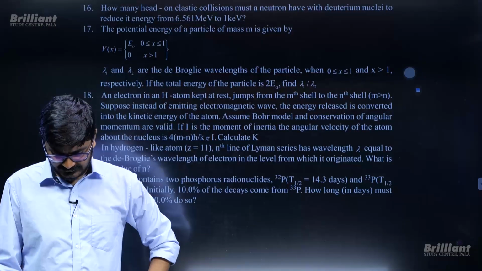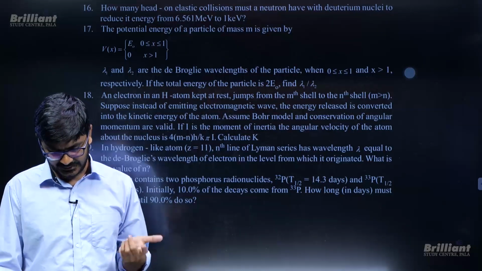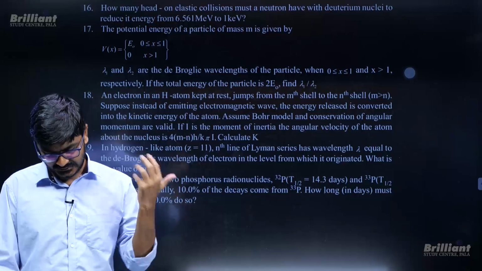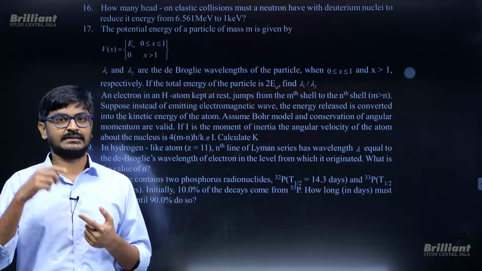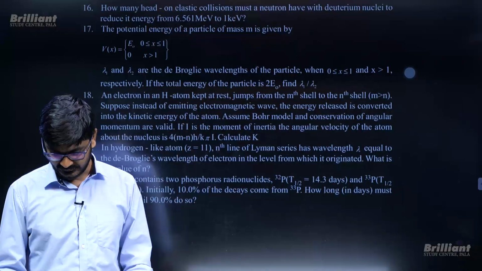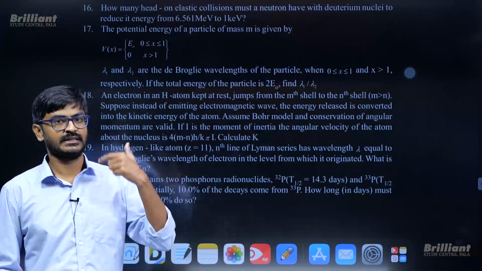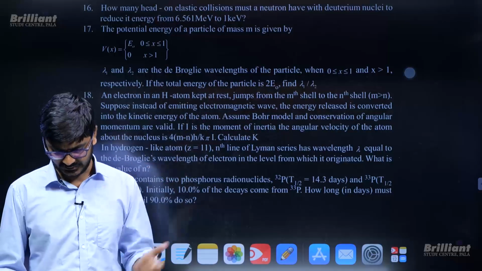In a hydrogen-like atom where Z equals 11, the nth line of the Lyman series has wavelength lambda equal to the de Broglie wavelength of the electron in the level from which it originated. Lyman means it will be coming to the first orbit. So what is the value of n? 2 to 1 we call the first Lyman, 3 to 1 we call the second Lyman. So 2 to 1, 3 to 1, okay, fine.